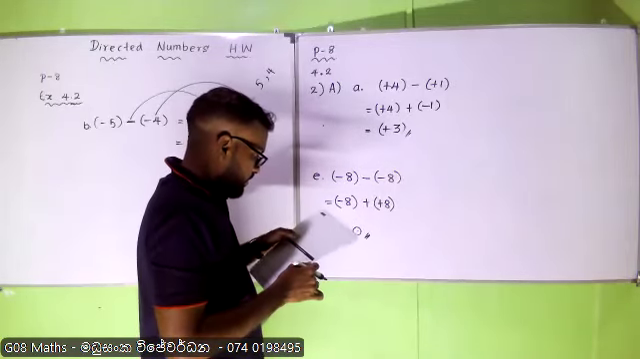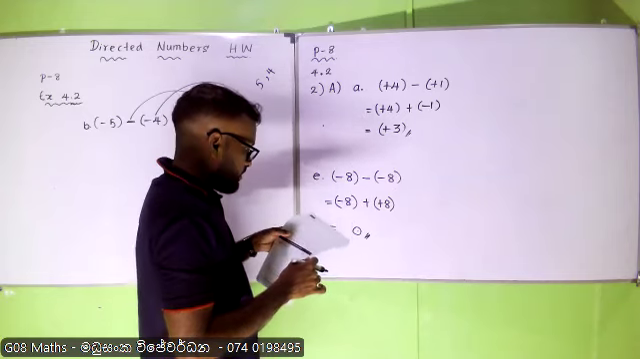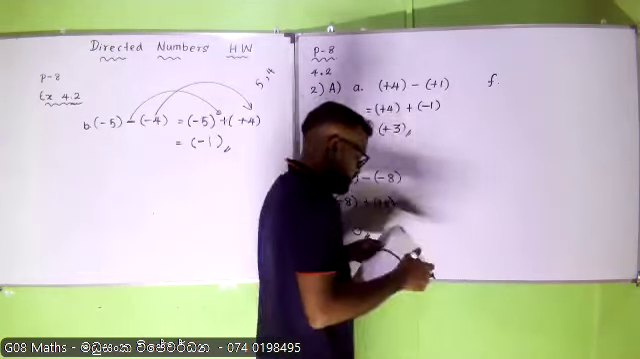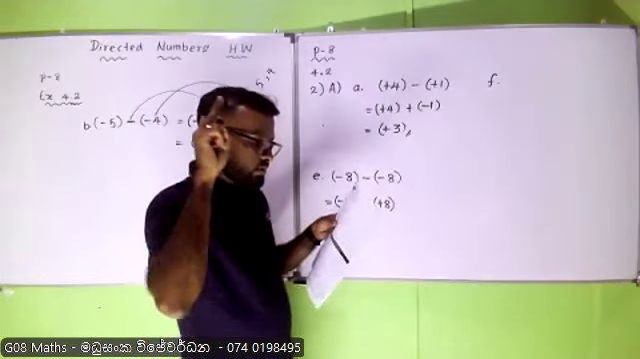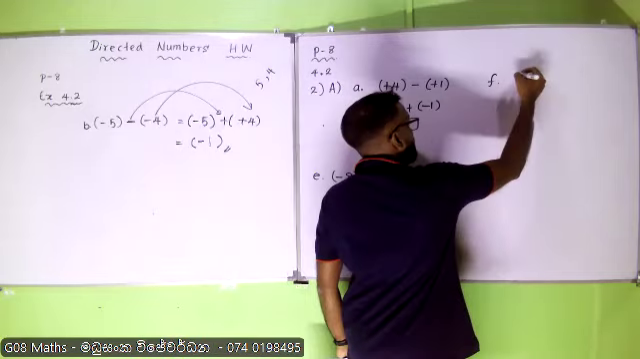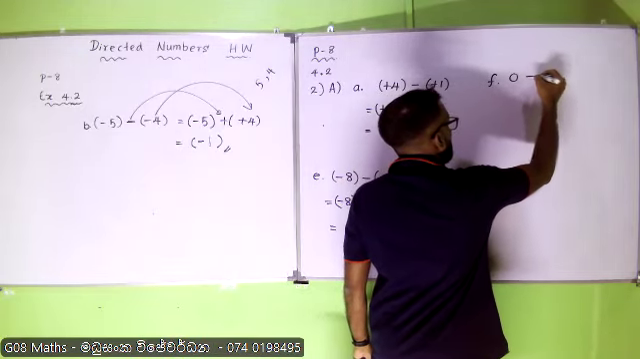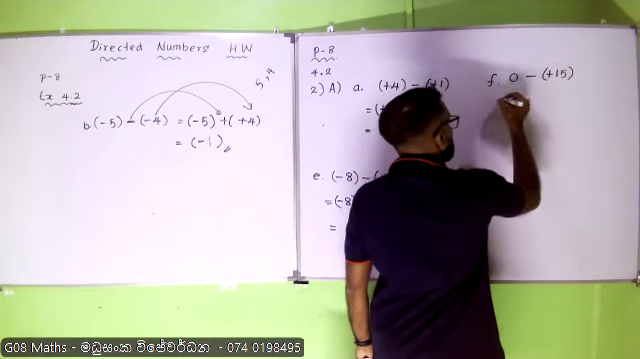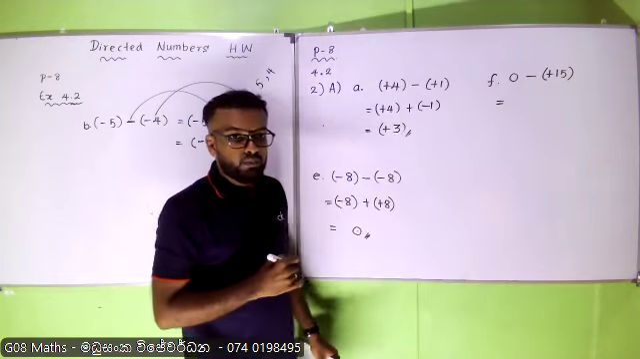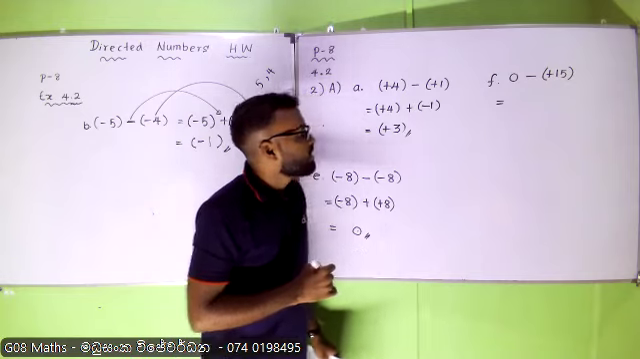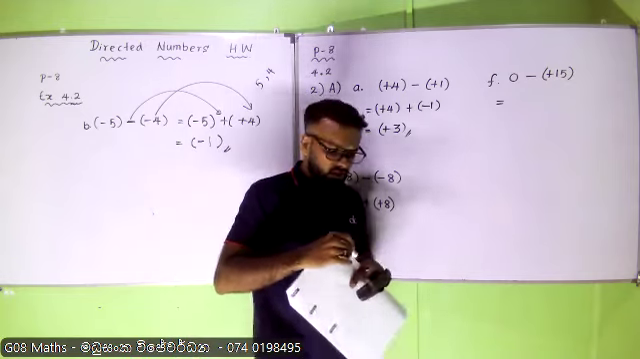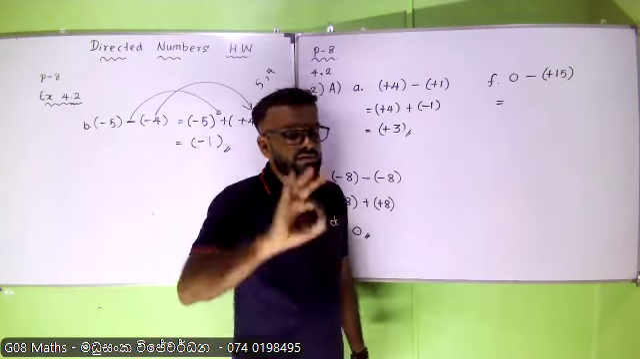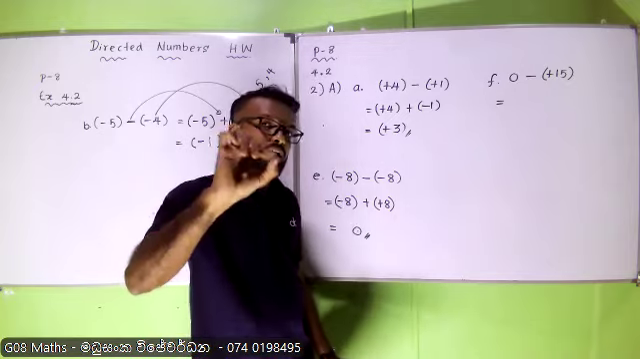Then what do we have to do? I will do F. 0 subtract plus 15. So again you have two numbers, but 0 is not a directed number. Don't mind. So you apply what you know.